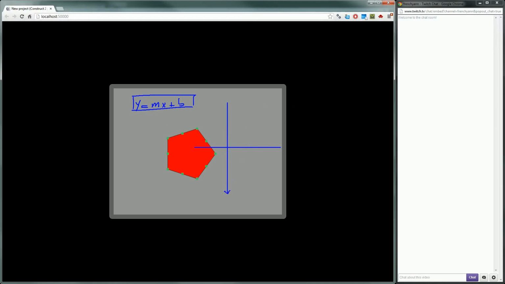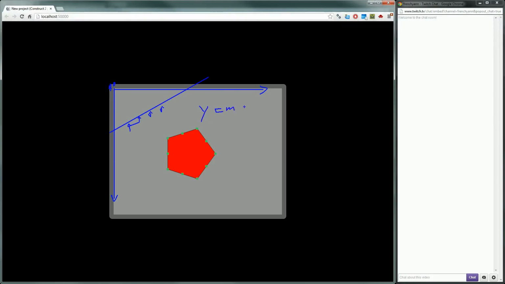I will draw my coordinates like that, as it is already in Construct. You may know that the origin is here in Construct, and the coordinates go that way. So when you draw a line, when you have this line here, there is a rule governing each point of the line that follows a formula which looks like that, mx plus b. That's just what it is. Which means if I pick the point here.